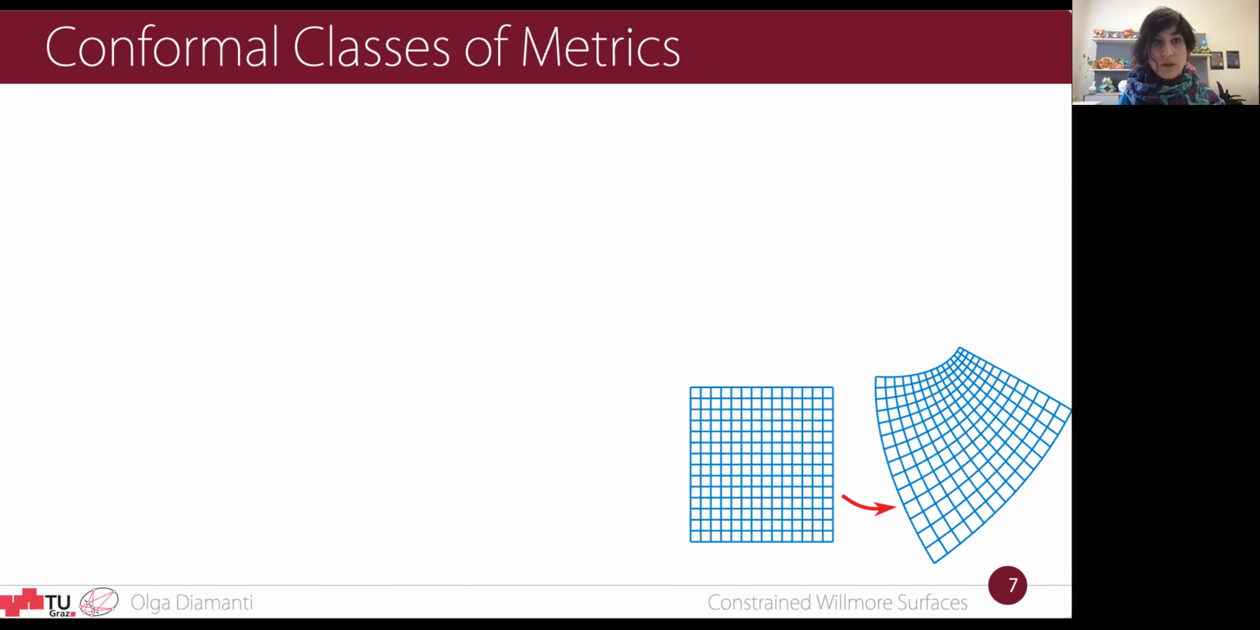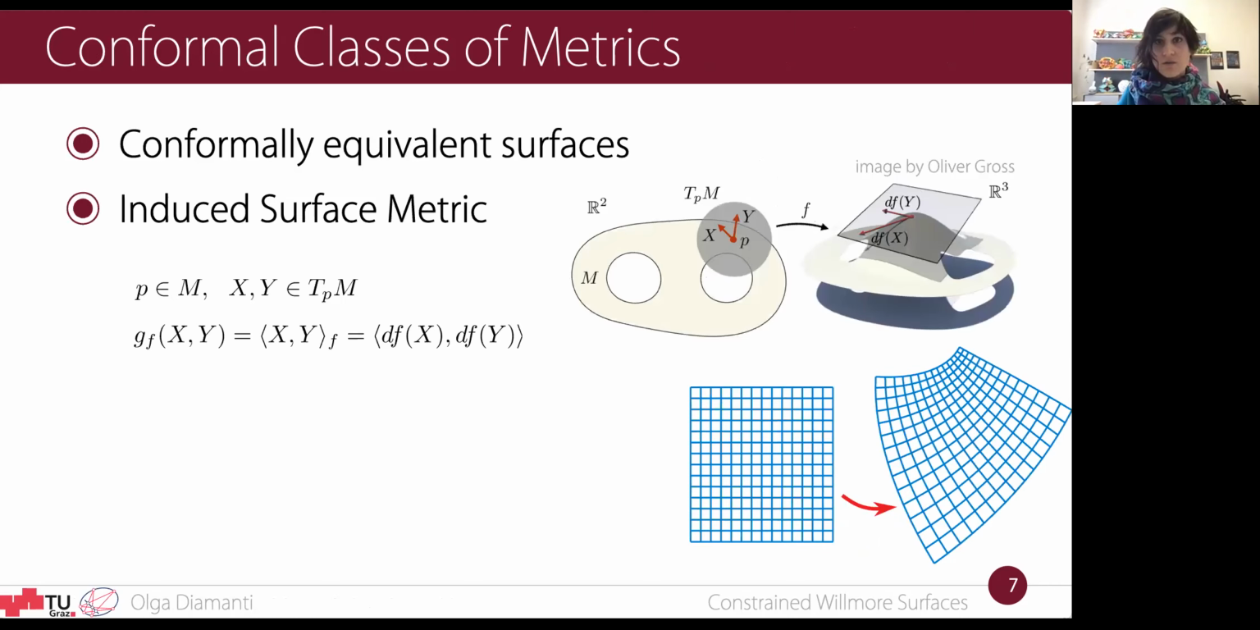So if we try to formalize it a bit, what we could say is that the surfaces, the starting and the target one or the final one, should be conformally equivalent. Or equivalently, that their induced metrics belong to the so-called same conformal class.